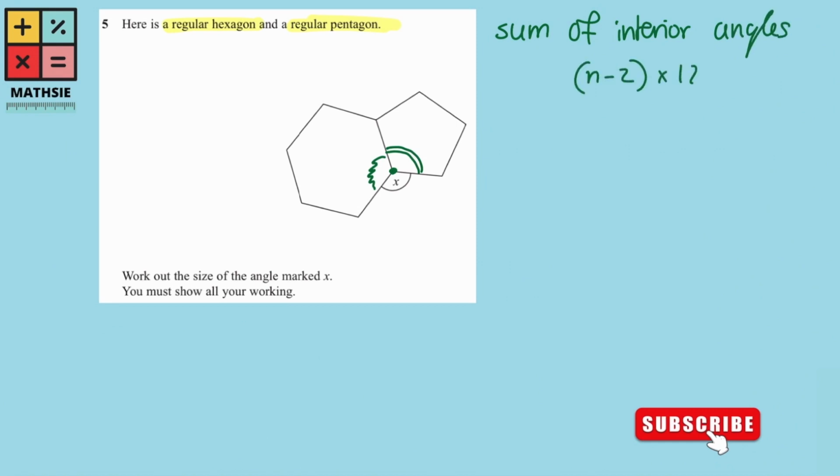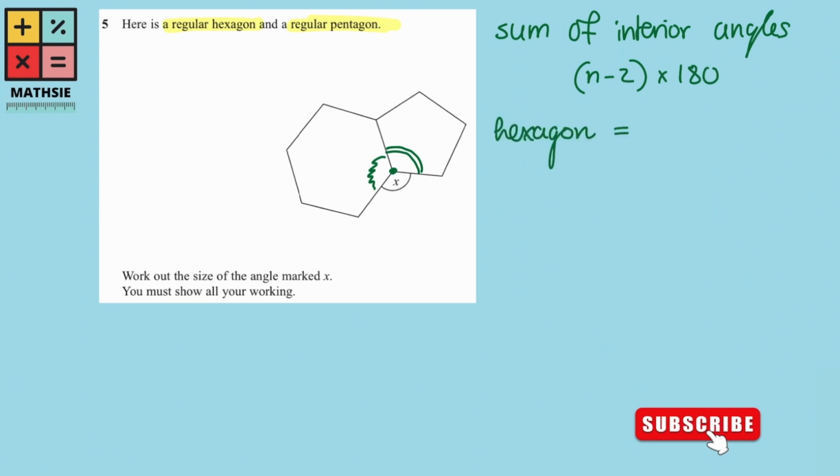So that means that if I can figure out what that one is, and also what this angle is, I know that the sum of these 3 angles would give me 360. But they're just the interior angle of a regular hexagon and the interior angle of a regular pentagon. Remember, we can use the formula where the sum of interior angles in any shape is equal to n minus 2 times 180, where n is the number of sides.